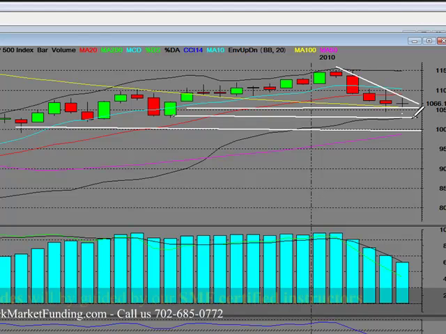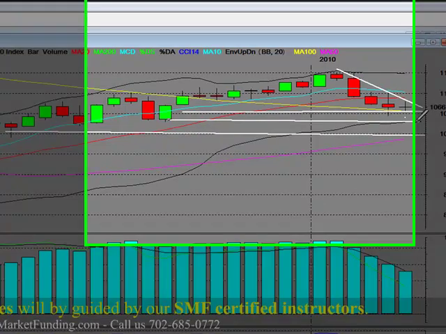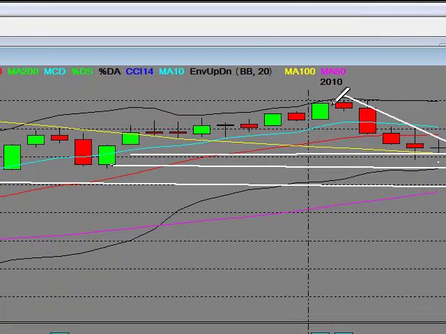We talked about 1035. We came down and tested it, or close to my 1035 target that I gave out 4 weeks ago when we were up here. That was my target. If we broke below 1035, we're in trouble. They came in and tried to buy the market last Friday. This is last week's Friday low.